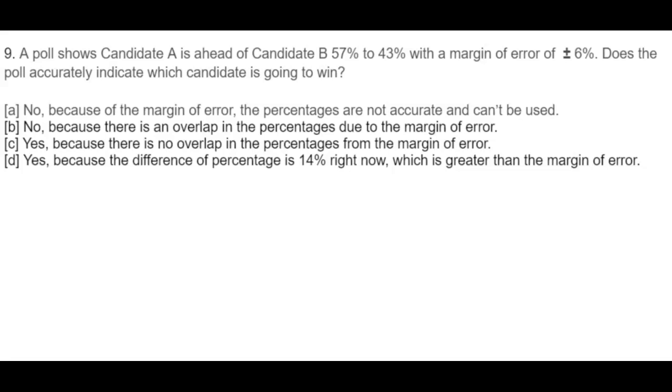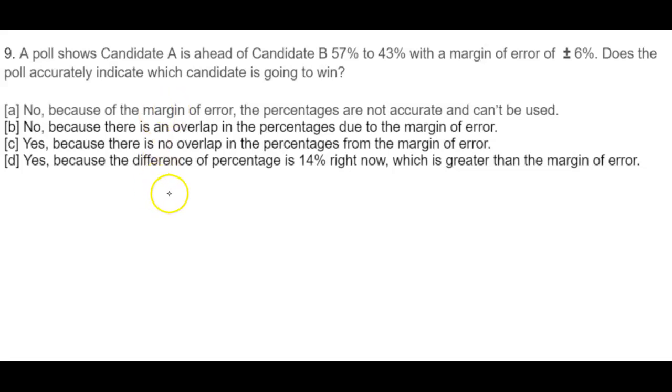When we have two percentages or more than two, we have to look at that margin of error for both of them and look to see if there is an overlap. If there is an overlap, it is not an accurate poll and we cannot use it to predict. If there is not an overlap, then we are good and we can use this poll to predict which candidate is going to win. So let's find the range of values for each candidate first.